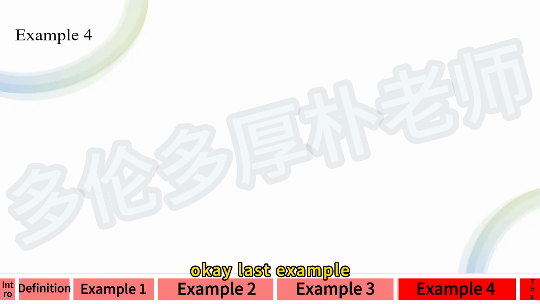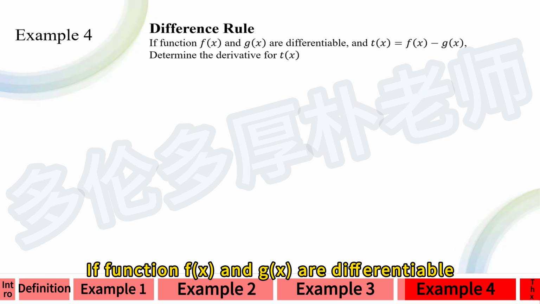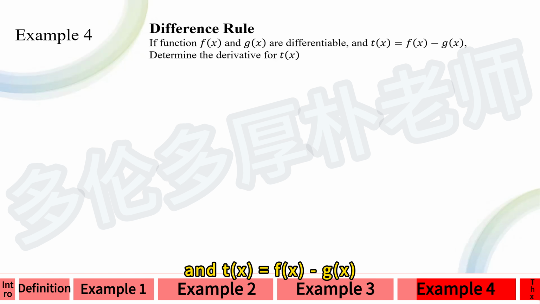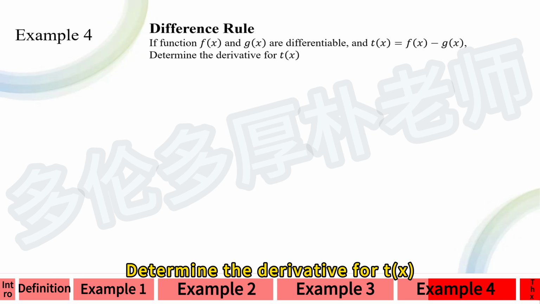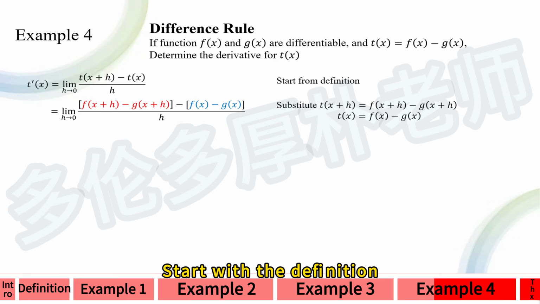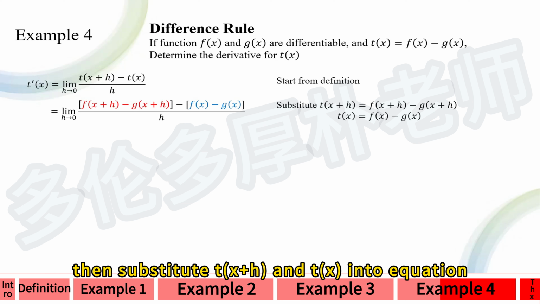Okay, last example, difference rules. If functions f(x) and g(x) are differentiable, and t(x) is f(x) minus g(x), determine the derivative of t(x). Start with the definition, then substitute the t(x+h) and the t(x) into the equation.